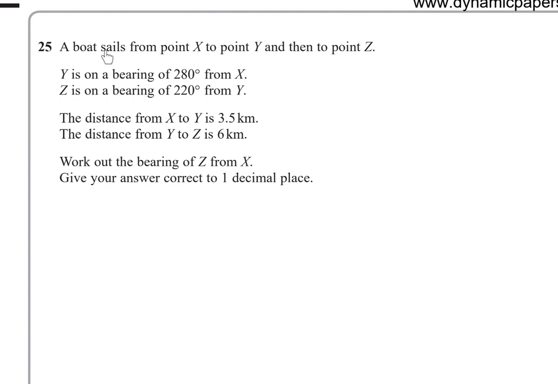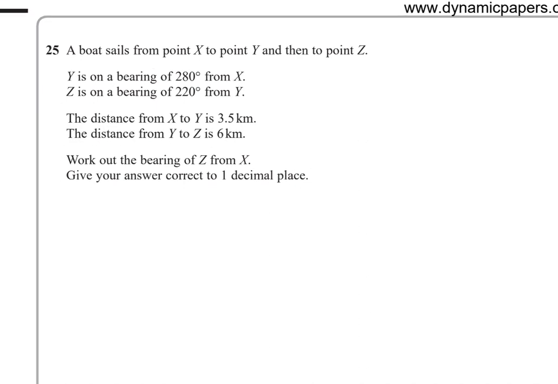25. A boat sails from point X to point Y and then to point Z. Y is on a bearing of 280 from X. Z is on a bearing of 220 from Y. The distance from X to Y is 3.5 kilometers. The distance from Y to Z is 6 kilometers. Work out the bearing of Z from X. Give your answer correct to 1 decimal place. So we need to draw a sketch.